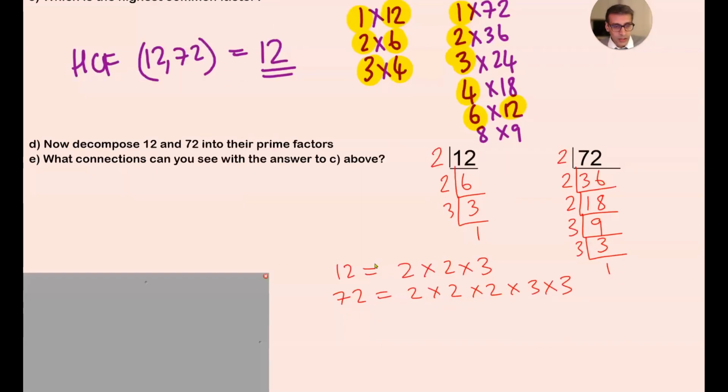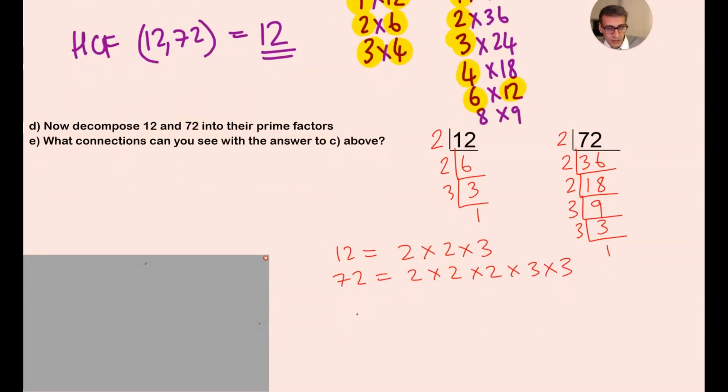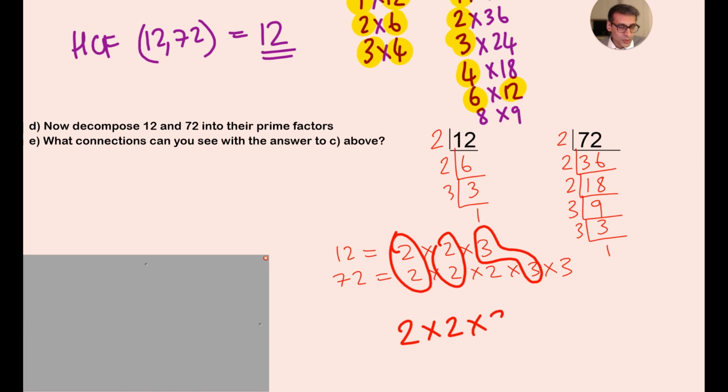Now what you'll notice here is we're looking for the highest factor that's common. Now we know that 2 is common, we know that these two are common, and actually the 3 is also common here. So 2 times 2 times 3, whatever that gives us is going to be the highest common factor. So 2 times 2 is 4, 4 times 3 is 12, just as we were expecting.